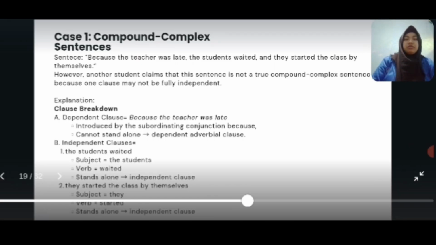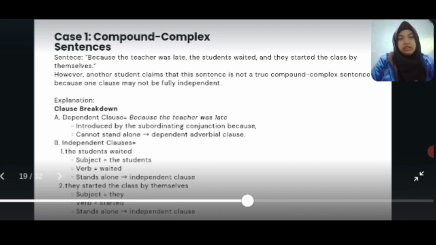Then we move on to case number 1, compound complex. We are going to analyze the sentences. Case 1 is: "Because the teacher was late, the student waited and they started the class by themselves." However, another student claims that this sentence is not a true compound complex sentence because one clause may not be fully independent. There's an explanation for that.